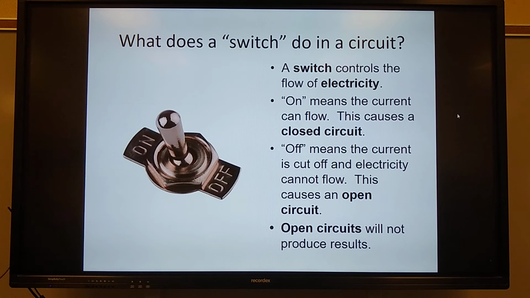What does the switch do in a circuit? A switch controls the flow of electricity. On means the current can flow. This causes a closed circuit. Off means the current is cut off and the electricity cannot flow. This causes an open circuit. Open circuits will not produce results.